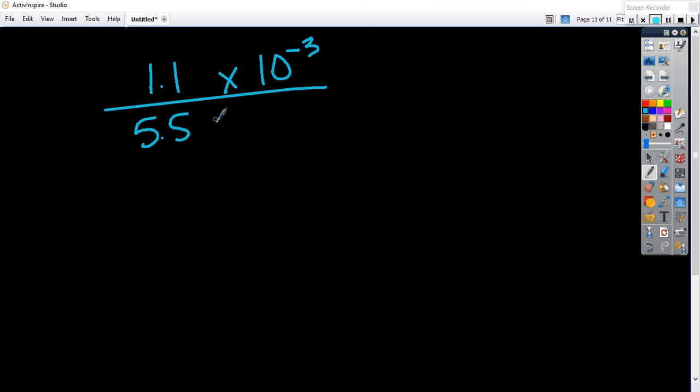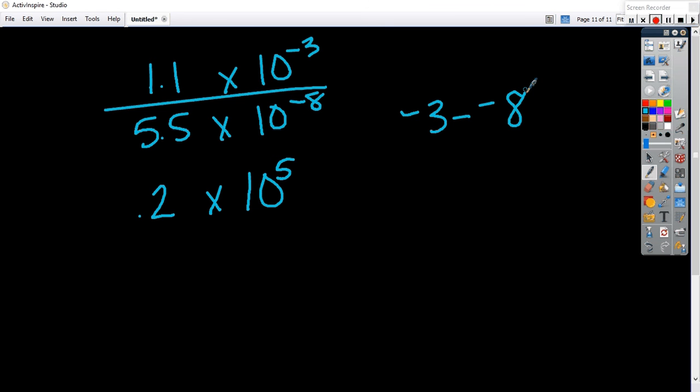5.5 times 10 to the negative 8. All right, so now I'm dividing. So do the same thing. What's 1.1 divided by 5.5? 0.2. 6 times 10. Subtract negative 3 minus negative 8 would give me what? That'll give you 5. Positive 5. Negative 3 minus negative 8. Oh. 1.1 divided by 5.5, which would be 11 over 55, which is 1/5, which is 0.2. Whoa, use your calculator.